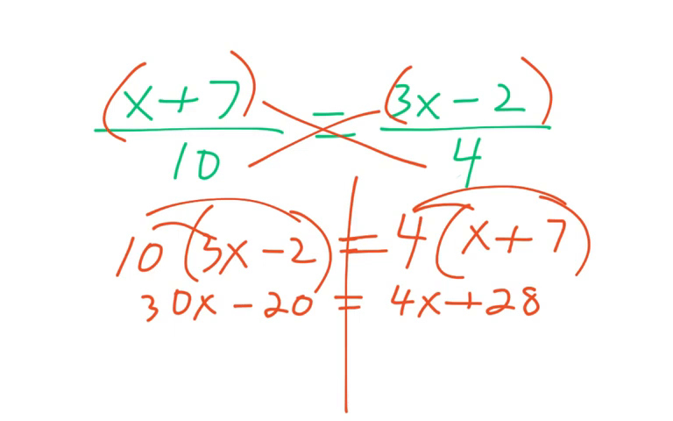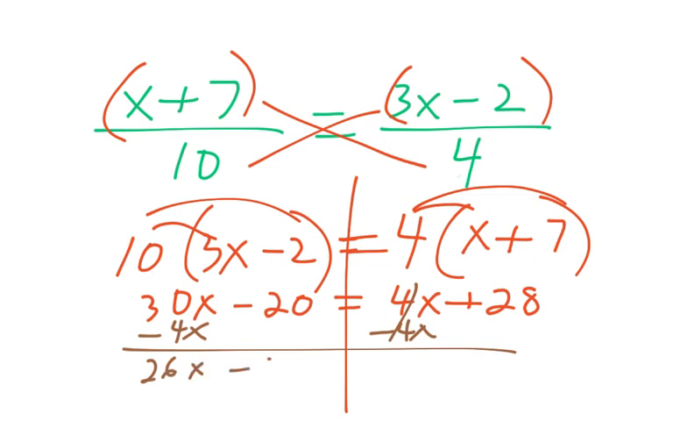After you distribute and combine like terms, there's no like terms on each side. So now we get our variable terms on the same side. Best way to do that is to subtract 4x from both sides. You could also subtract 30x, but you're then making it negative, which is fine.